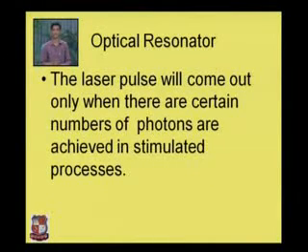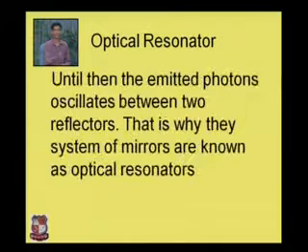The laser pulse will come out of this optical resonator when a certain number of photons are achieved in the stimulated process. Until then, the emitted photons will oscillate between the reflectors, and that's why this system of mirrors is known as the optical resonator instead of an optical system.